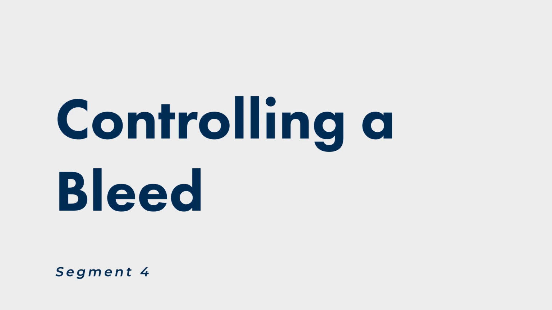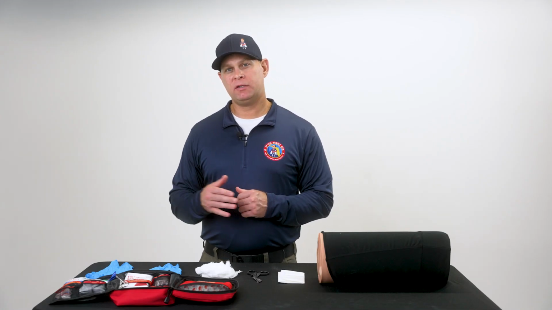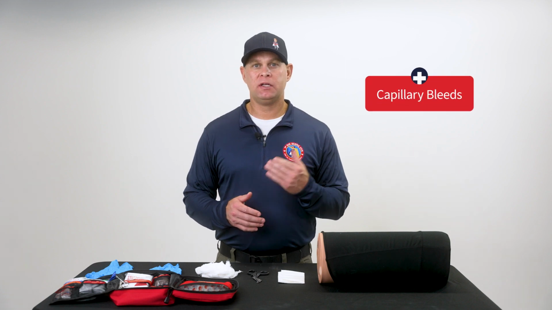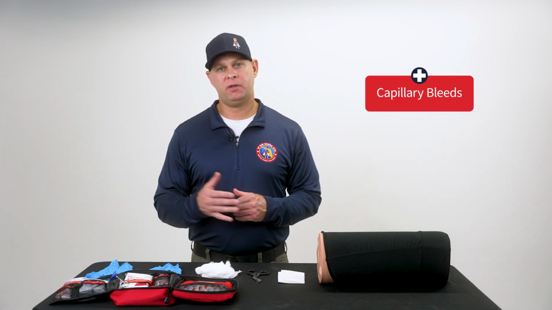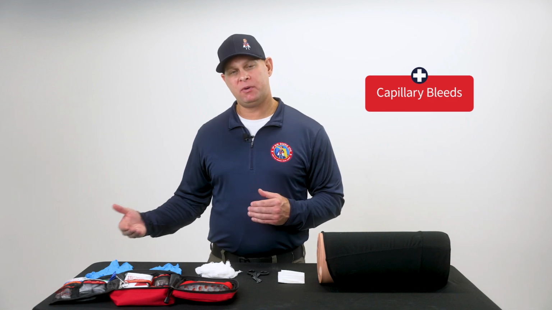Welcome to segment 4, where we'll be covering controlling a bleed. There are 3 types of bleeds: capillary, venous, and arterial. The least severe type of bleed is a capillary bleed. An example of a common capillary bleed is you fall down and you scrape your knee.